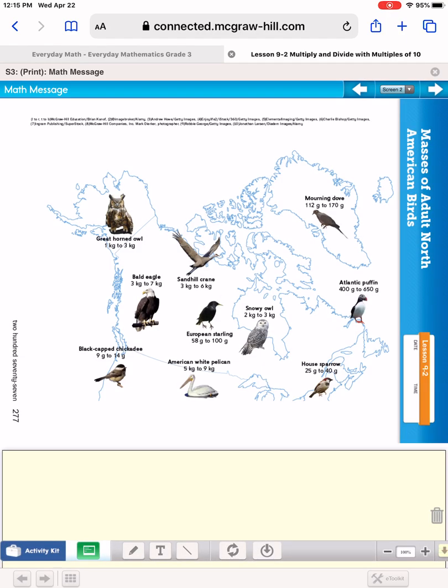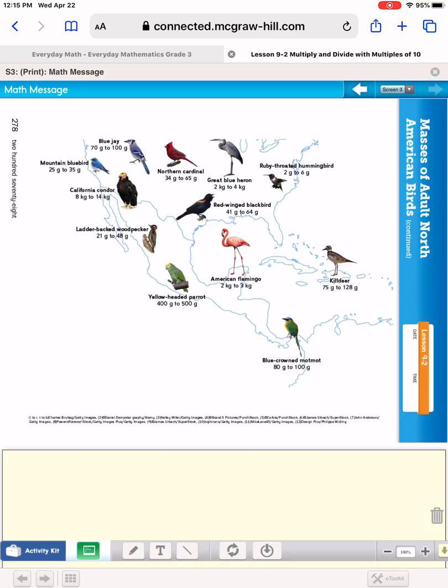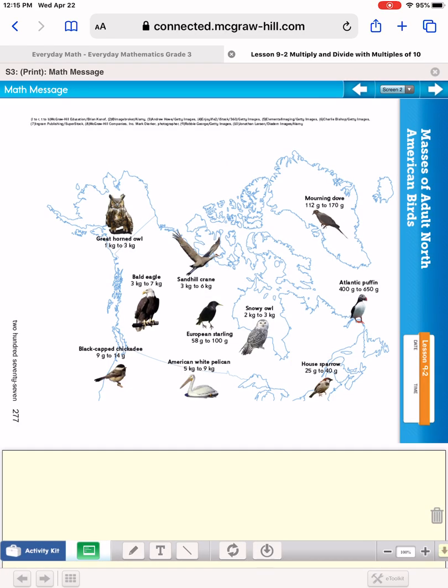So when I look across these 2 pages, looking for a bird that could have a mass of 10 kilograms, I see that the California condor is between 8 and 14 kilograms, so it could have a mass of 10 kilograms. 10 falls within the 8 to 14 range. And when I look at the black-capped chickadee, it has a mass between 9 and 14 grams, so it could have a mass of 10 grams.